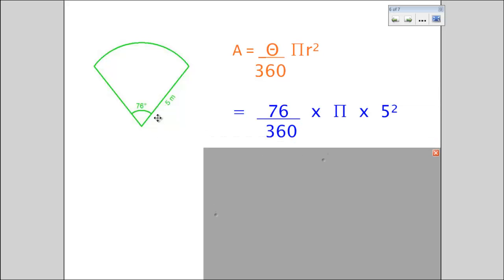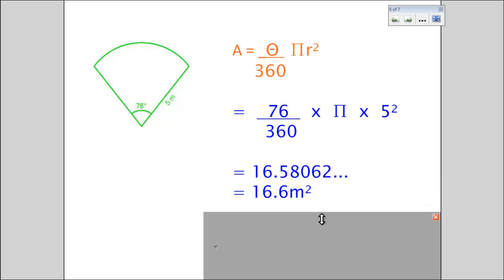So substituting into that, our sector angle was 76 degrees. So it means we've got 76 degrees out of the full 360, multiplied by pi, multiplied by 5 squared. We get around about 16.6 square meters.